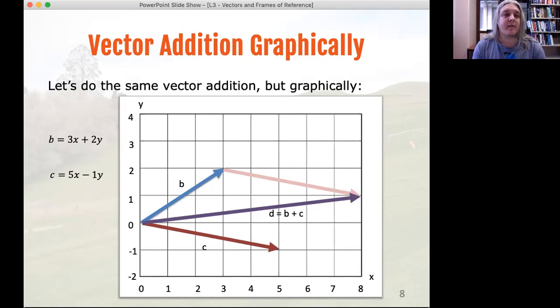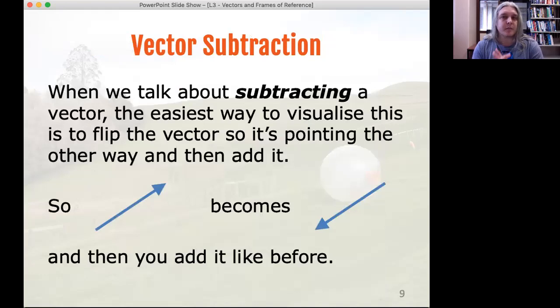On the problem sheet, there are a few questions where I get you to do both, and then obviously check your answers with each other. That is the whole point of doing it both ways. So do get comfortable with vector addition. Vector subtraction is common, but not as common as addition, but vector subtraction is actually really simple.